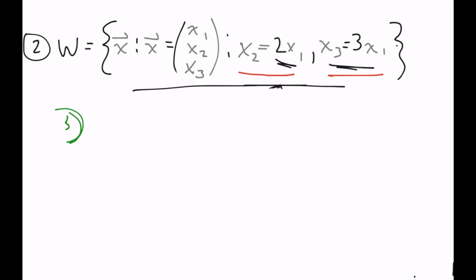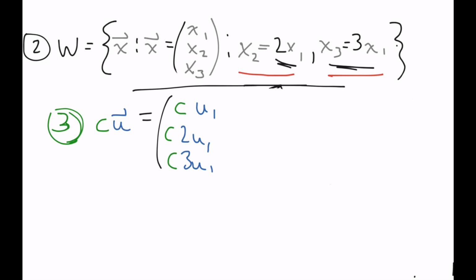So the third condition is whether this is closed under scalar multiplication. So in other words, let's say that there is a scalar c, and we will multiply that u vector we had from before by c. So this is going to be equal to, what did we have? We had u1, 2u1, 3u1. Okay, and now we're going to see, does this satisfy those conditions?